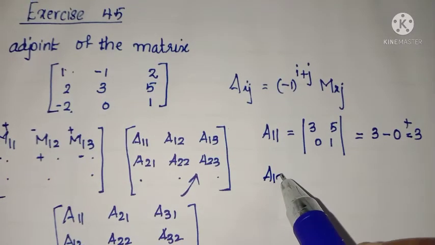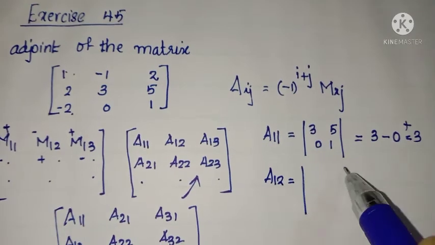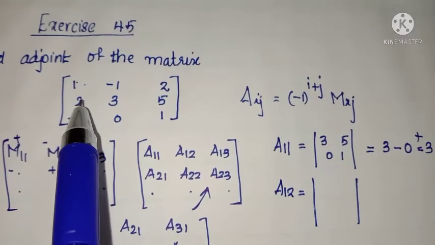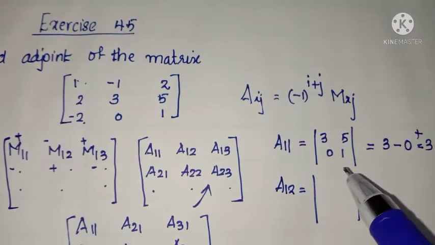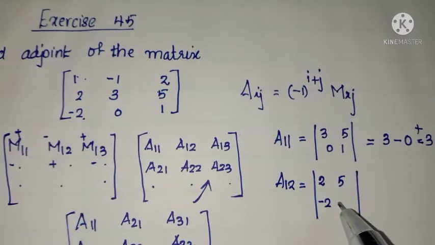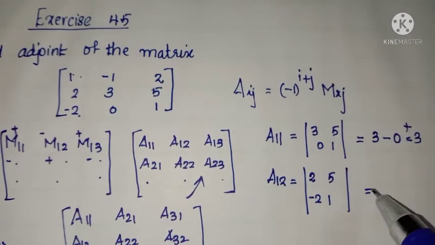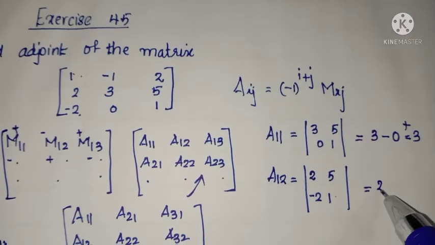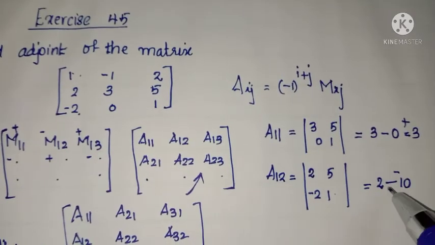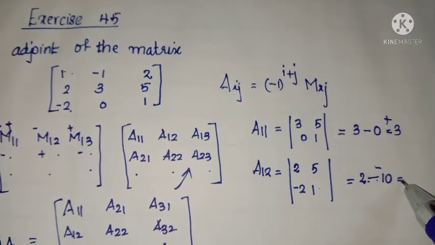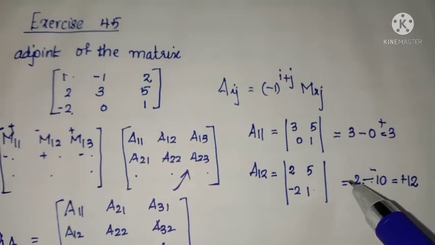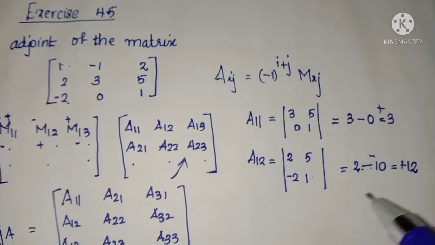Now to obtain A12, delete the first row and second column and write the remaining entries. The remaining entries are 2, 5, minus 2, 1. Now find the determinant: 2 into 1 is 2, minus 5 into minus 2 is minus 10. 2 minus minus 10 gives 12.